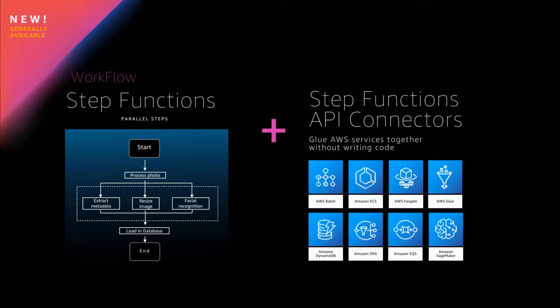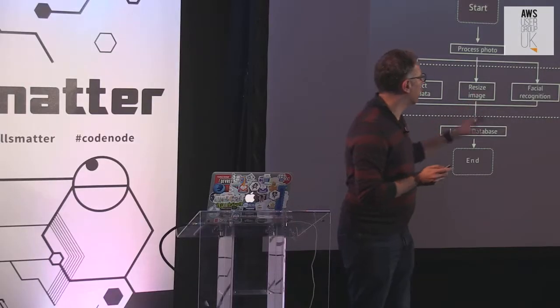If you know how Step Functions work, you normally have a task that is an ARN, an Amazon Resource Name, and we created magic ARNs for those services that you can use to say this step of the Step Function is writing data on DynamoDB or is starting an AWS Batch.